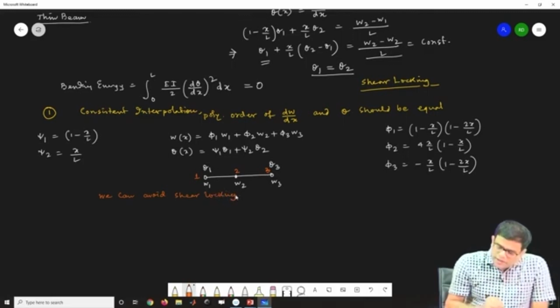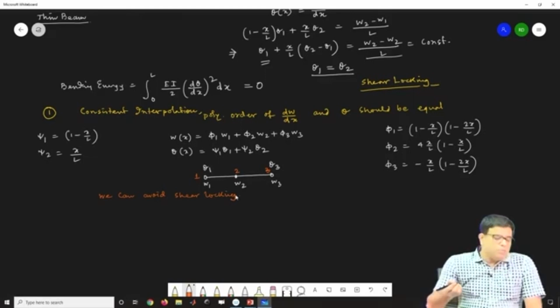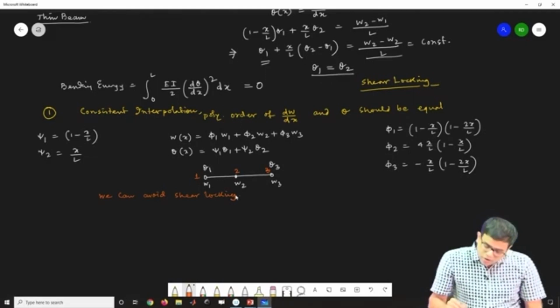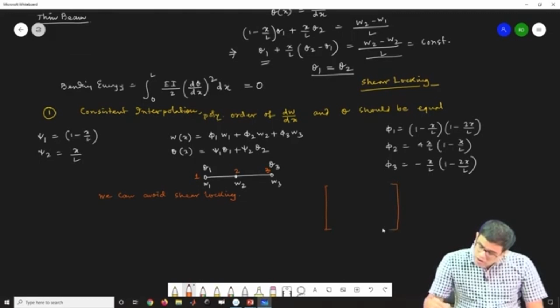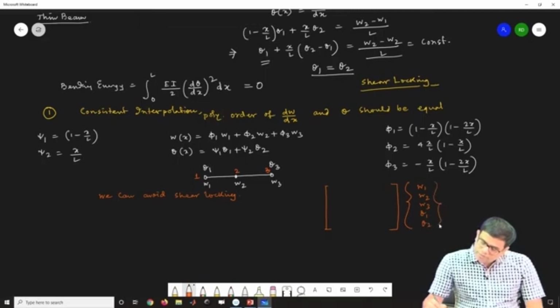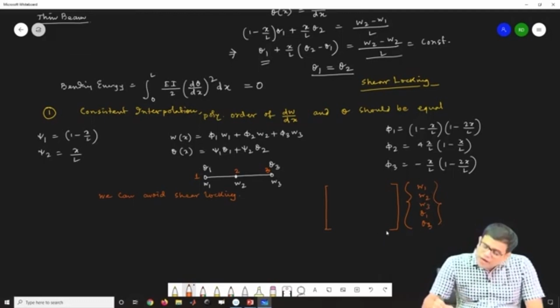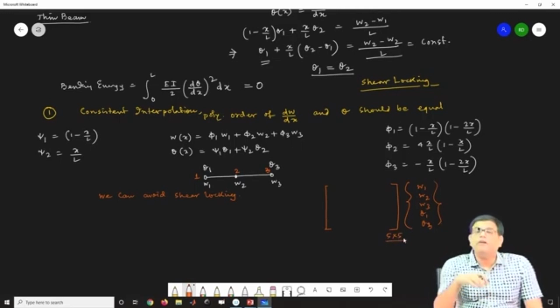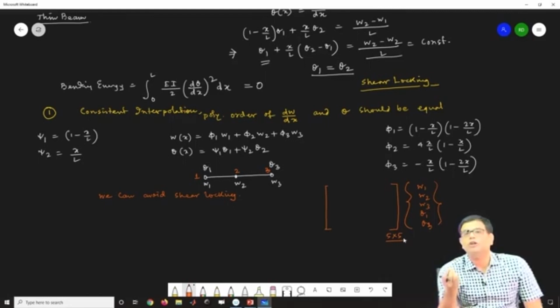Now if I try to do this, what will be the size of my stiffness matrix? How many degrees of freedom will we have? W1, W2, W3, right? And theta 1, theta 2, or theta 3, let us say. So you will have a 5 cross 5 stiffness matrix. Instead of a 4 cross 4 stiffness matrix, you will have a 5 cross 5 stiffness matrix, because you have one more displacement node.